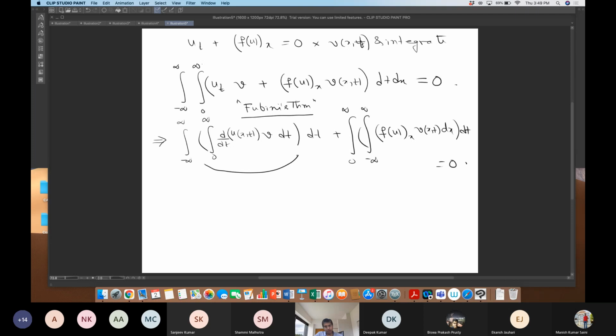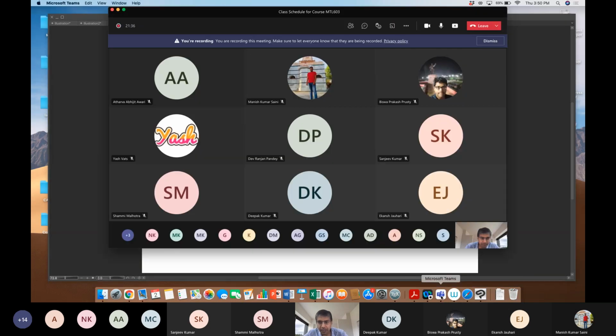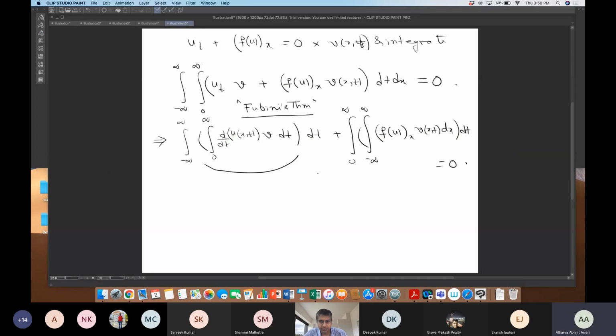Do you know the definition? Do you know what integration by parts is, or you also don't know? If I use integration by parts in this term, what will happen? Can you tell me? Do you know integration by parts or not? Yes or no? Atharva, do you know what integration by parts is? Yes, sir. What will happen to this term if I do integration by parts here?